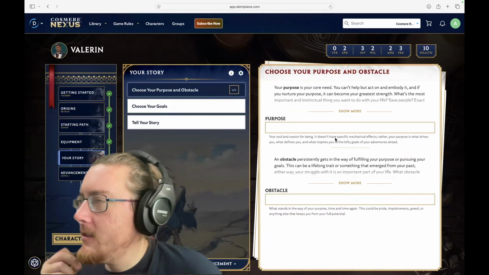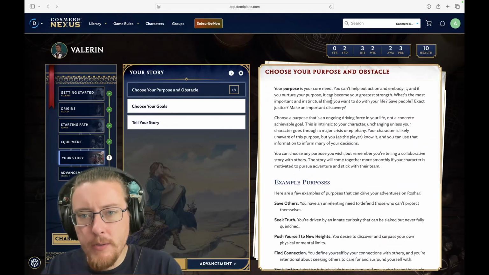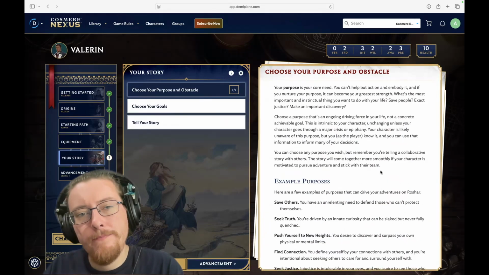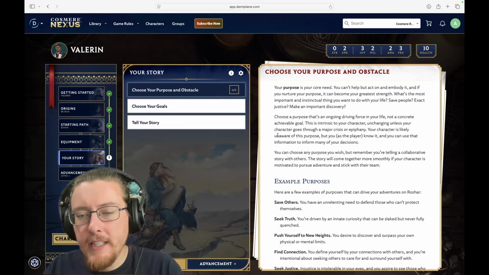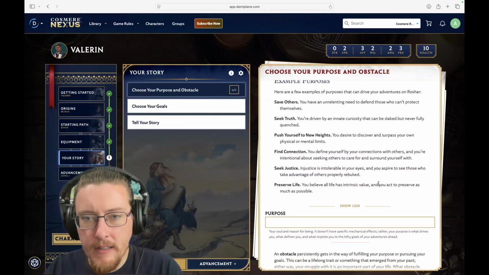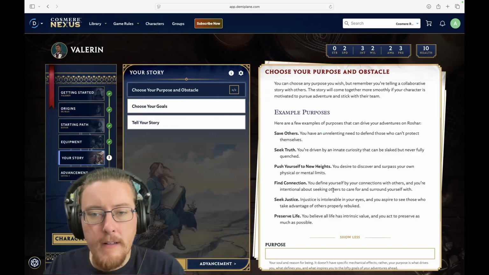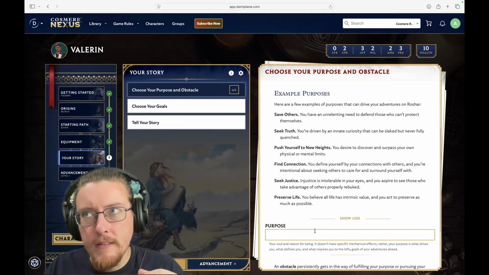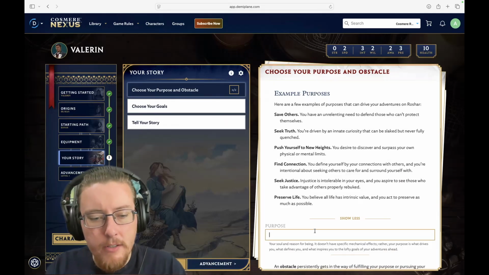Now, this is where the background of your character really comes into play. Your purpose is your core need. This is how your character is going to act in the game, right? Your character is likely unaware of this purpose, but you as the player know it. So for my character, I'm going to choose one of these example purposes. You can also work with your GM to come up with more. Because my character has an expertise in religion and is also a diplomat, I'm going to go for seek truth.